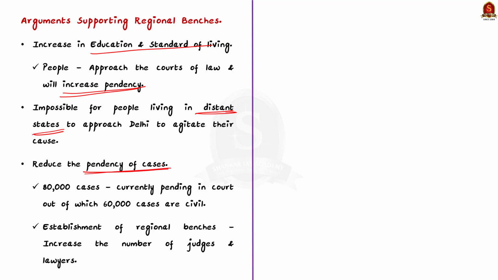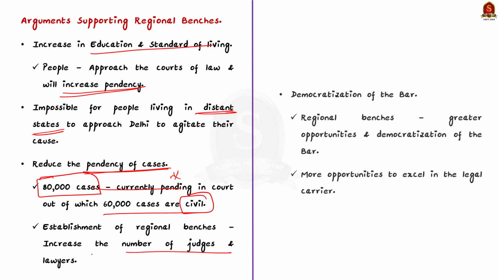See, a little more than 80,000 cases are currently pending in court of law, out of which 60,000 cases are civil. So the establishment of regional benches will increase the number of judges as well as the lawyers and will eventually reduce the pendency in our judicial system. Thirdly, with respect to democratization of the bar, the regional benches could lead to greater opportunities and democratization of the bar. This may create more opportunities to excel in the legal career.